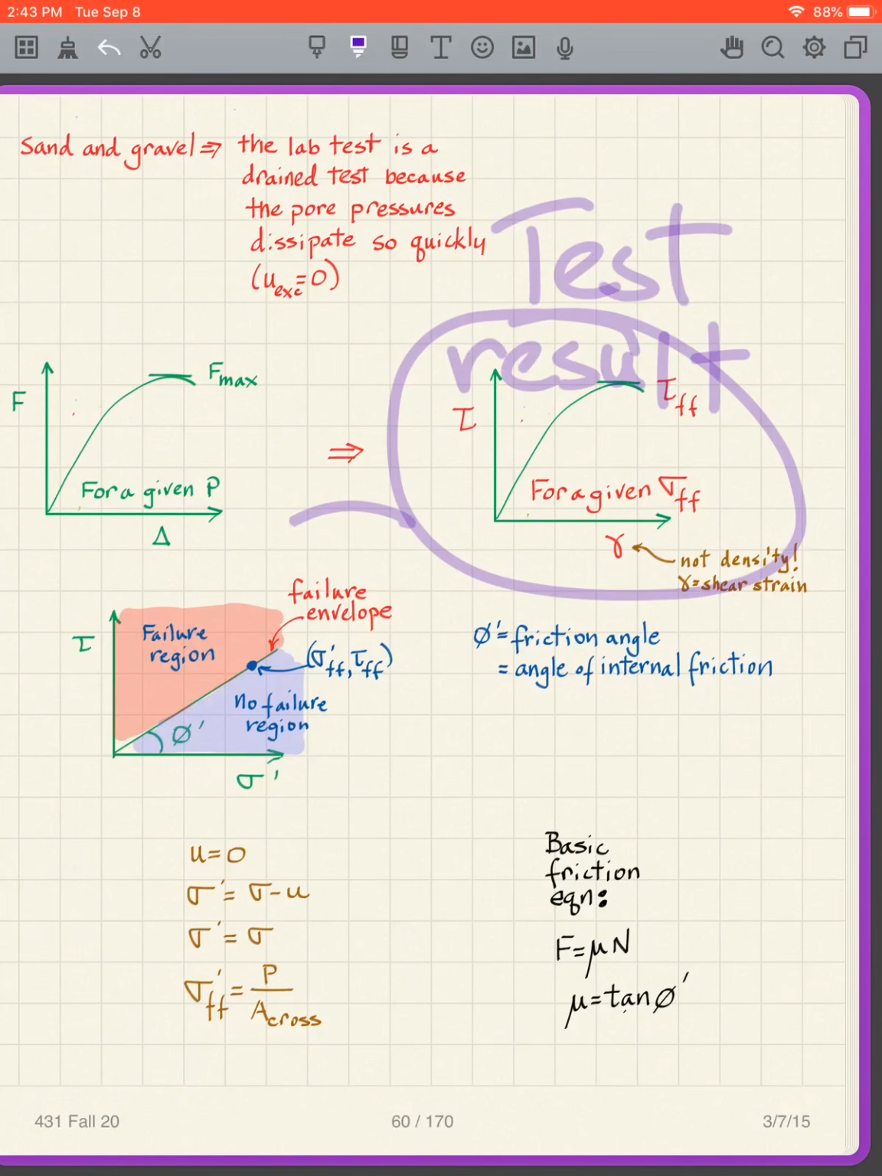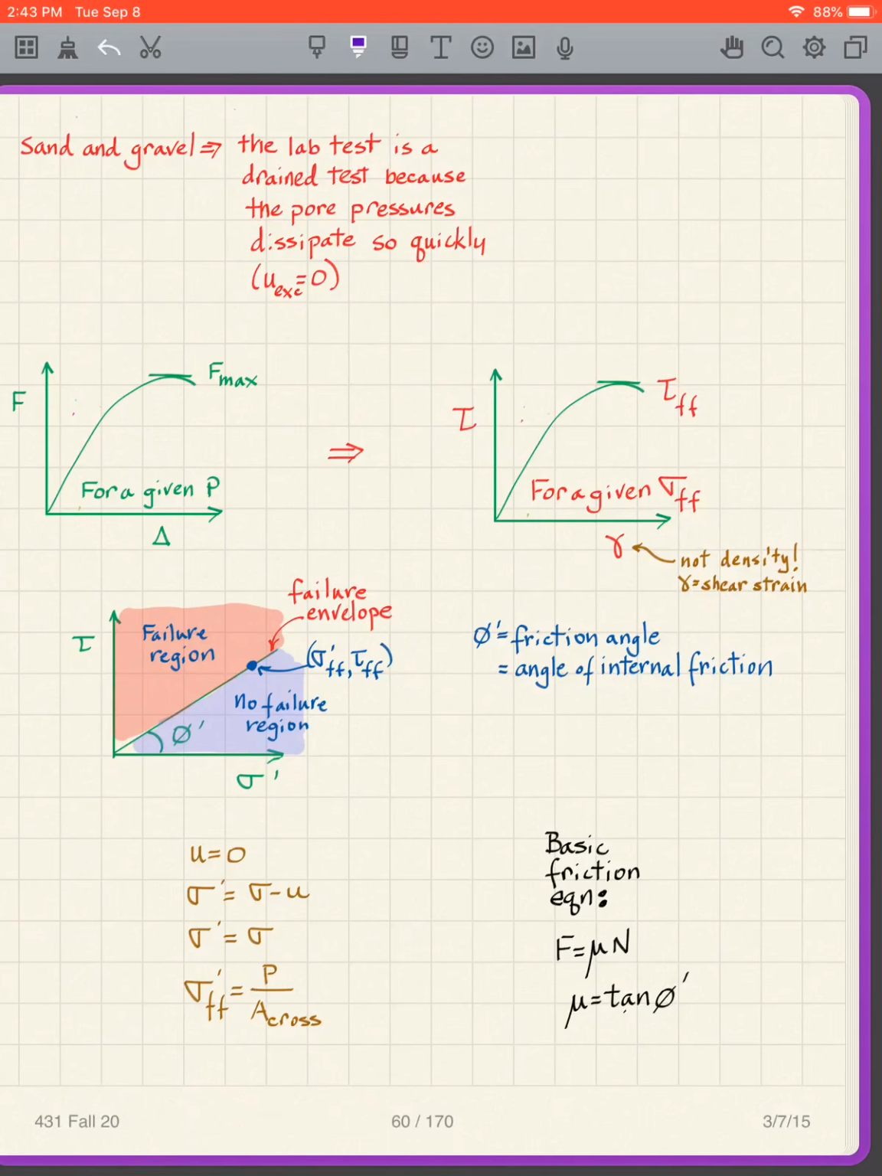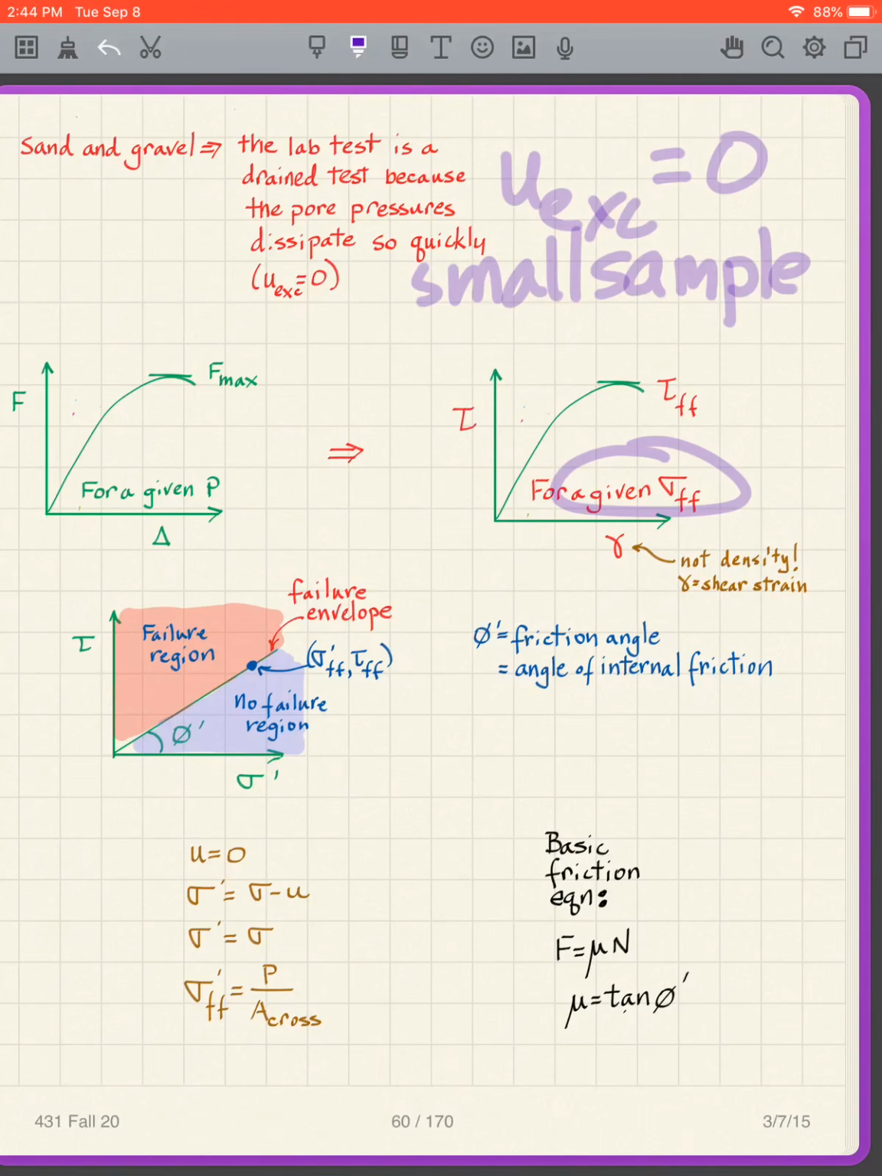What we're going to do is plot that test result onto our Mohr diagram. And like I said, we're going to use effective stress here. Now what do we know here for a given sigma FF? Well, our life is easy in a sense. Since UXS equals 0 and we have a short, small sample, that means that U equals 0. The pore pressure is equal to 0. And if pore pressure equals 0, that means that sigma is equal to sigma prime. So for our test result, this is quite straightforward. In our test result, sigma and sigma prime are equal.